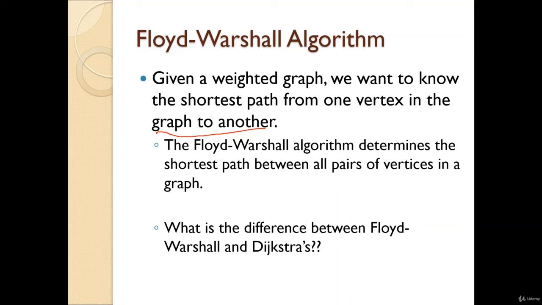So the Floyd-Warshall algorithm determines the shortest path between all the pairs of vertices. And remember, if there is a shortest path updated between all the pairs of vertices, it could be called the complete graph, right? So what is the key difference between Floyd-Warshall and Dijkstra? This you could study in the algorithm analysis chapters.